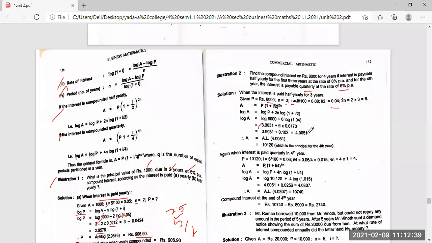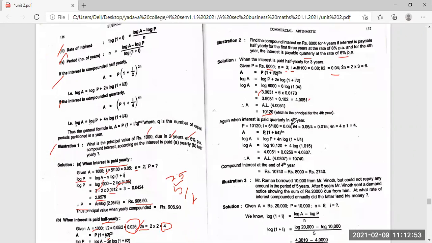So now we got the answer 4.0051. When we find its antilog, that is the fourth year's antilog, we get 10120. The same procedure is used for the fourth year, that is quarterly. Quarterly means fourth year, half yearly means 2, quarterly means 4. So 4 means the principal, I, then 1/4 is that answer. So 4 into N you have to put. A is equal to P into 1 plus I divided by 4, the whole power of 4N.